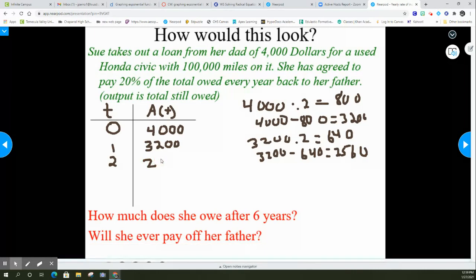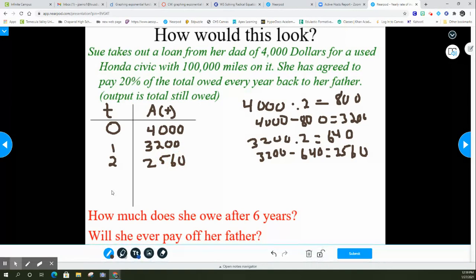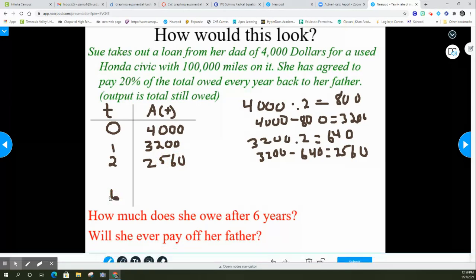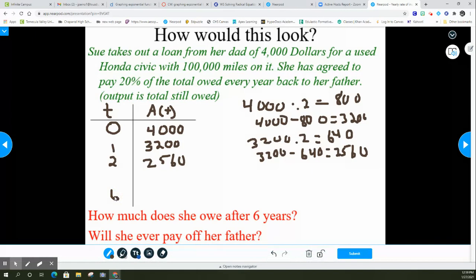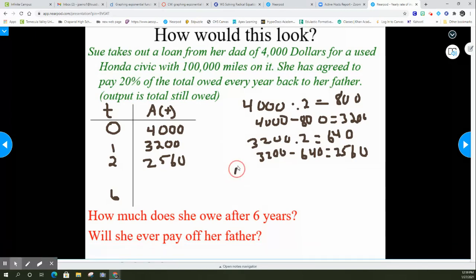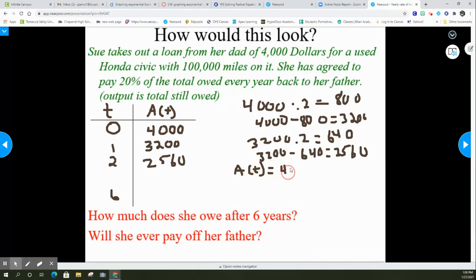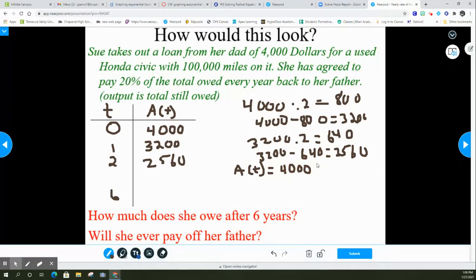And so on. So we want to do this until we get to year 6, after year 6. So how much is owed? Again, we want to do, what is A of 6? Well, very similar to the other one, right? You have that principal amount, but this time you're subtracting that 20% off. So my A of t formula is going to be my principal amount, which in this case is 4,000, and every year we pay 20% off.